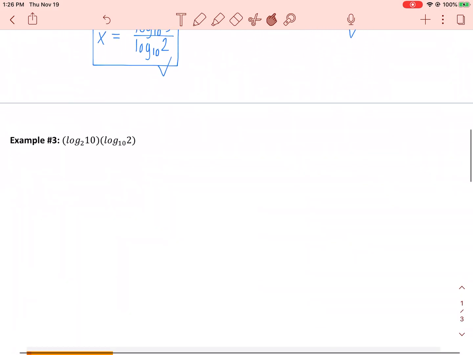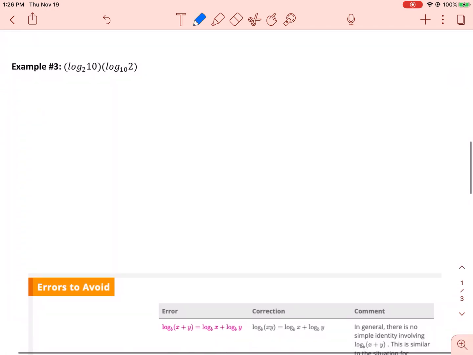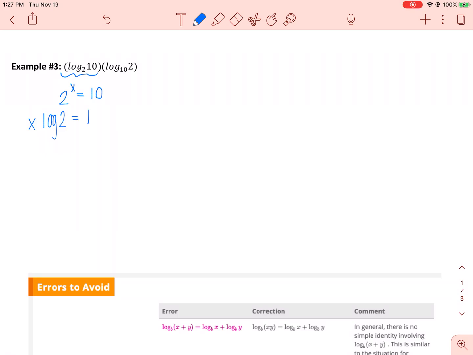One final example. Let's try this together. We have log base 2 of 10 times log base 10 of 2. You cannot multiply these because they don't have the same base. They're not like terms. You can go ahead and use your formula, or I'll show you where the formula comes from again. Your log base 2 of 10, I'm going to focus just here. I'm going to rewrite that as 2 to the x equals 10. I'm going to apply the log to both sides in order to get the x in front. Property number 4.